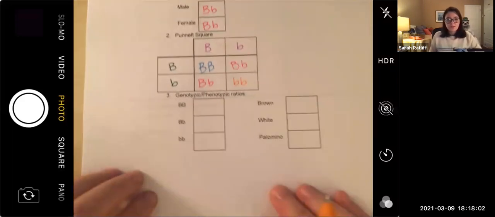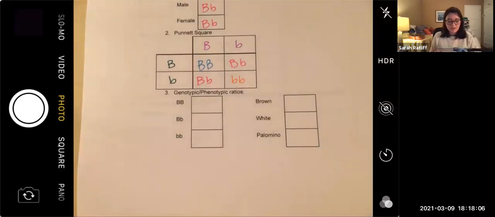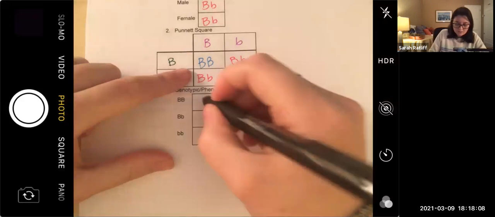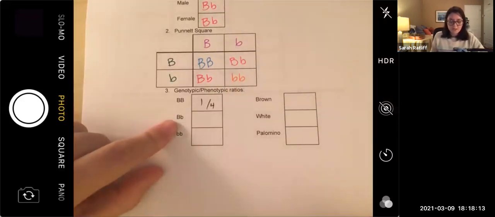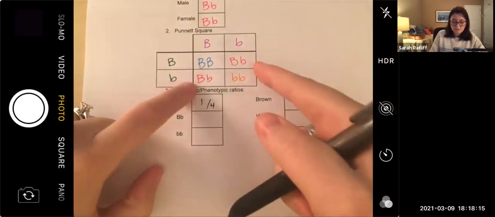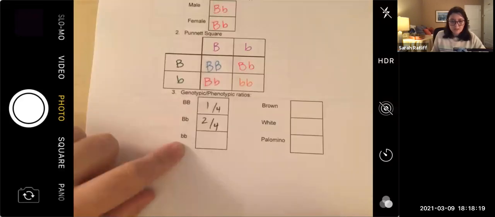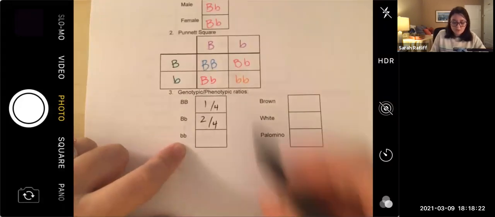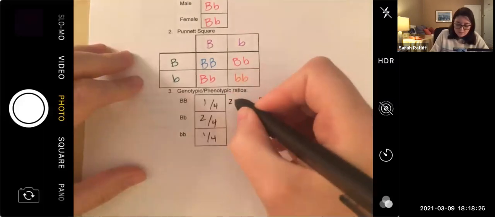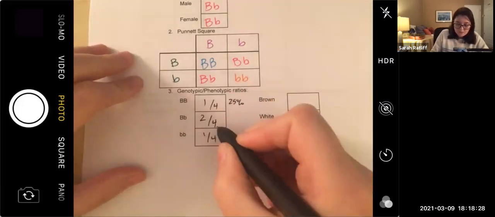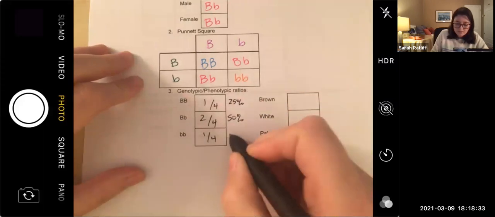Let's focus on our ratios. So how many big B did we have? Out of the 4, we had 1. What about our heterozygotes, our Palominos? We have 2 of those, so 2 of those 4. And our little b or white ponies here, we got 1 of those. If you like percentages, 1 out of 4 is 25%. 2 out of 4 is 50%. And 1 out of 4 is 25%.